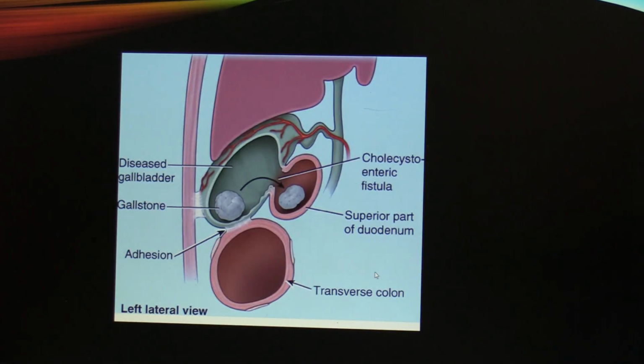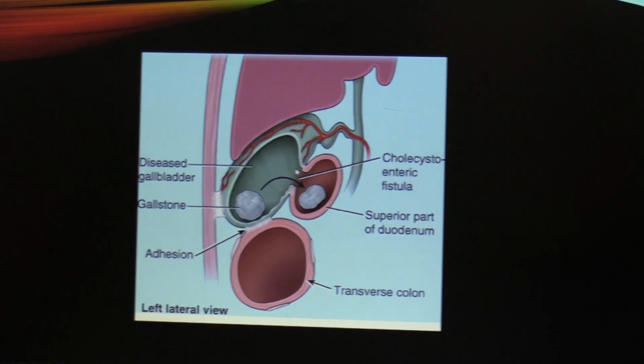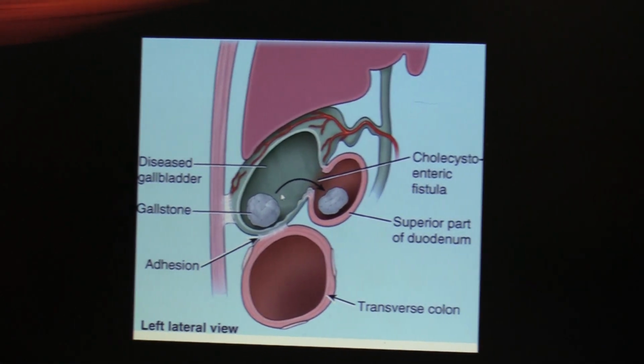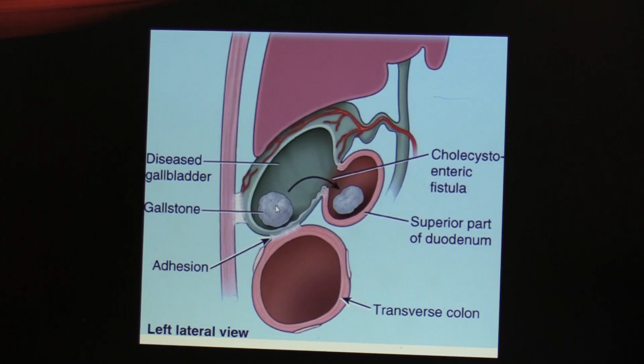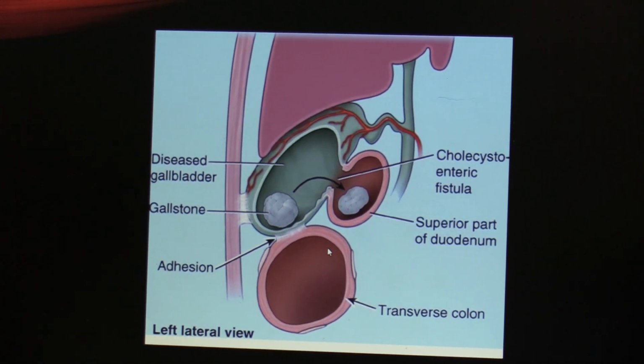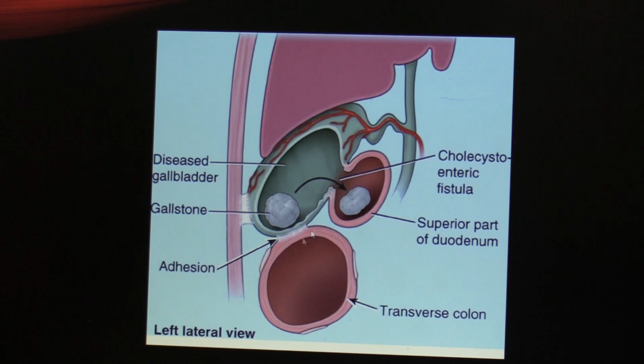What are the other implications of the gallstone? The gallstone may erode the duodenum also and lead to a cholecystoenteric fistula. So from the gallbladder, the gallstone can move to the duodenum. The gallstones can also produce adhesions with the transverse colon.